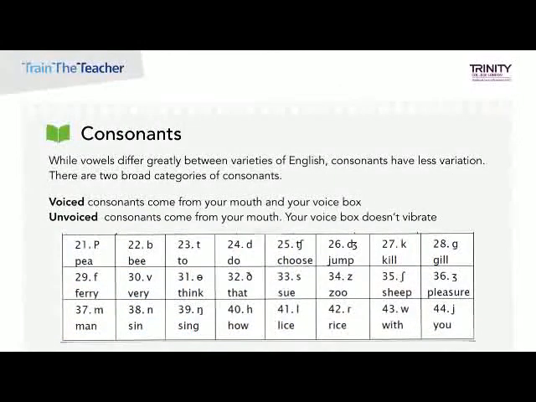Now let's look at consonants. While vowels differ greatly between varieties of English, I speak British English for example, consonants have less variation. And there are 2 broad categories of consonants that you really should know about. Voiced consonants. These come from your mouth and your voice box. And unvoiced consonants come from your mouth. Your voice box doesn't vibrate. Here in the chart, you can see all the English consonant sounds from 21 to 44 in the chart.